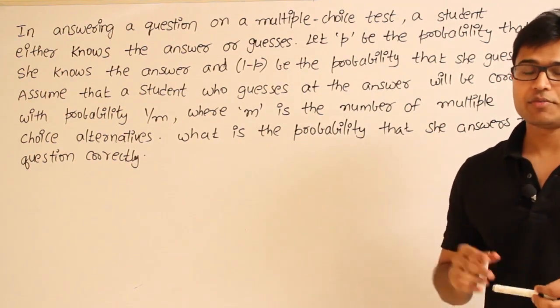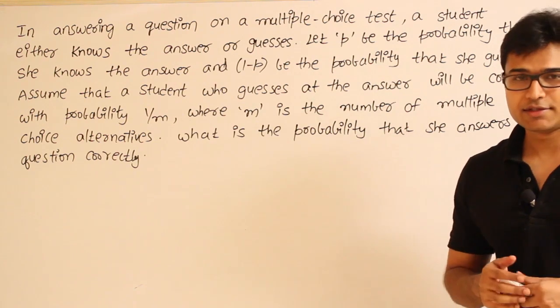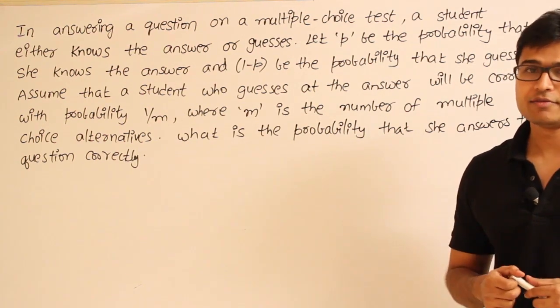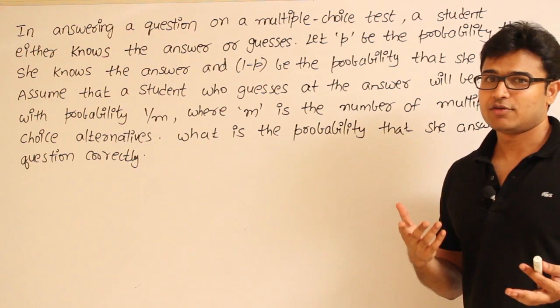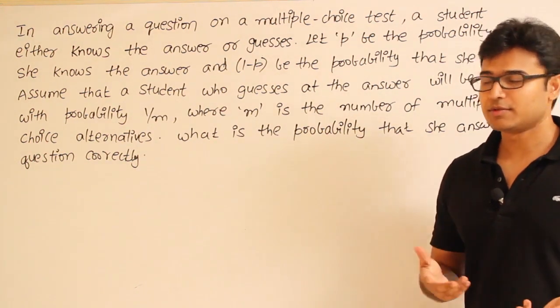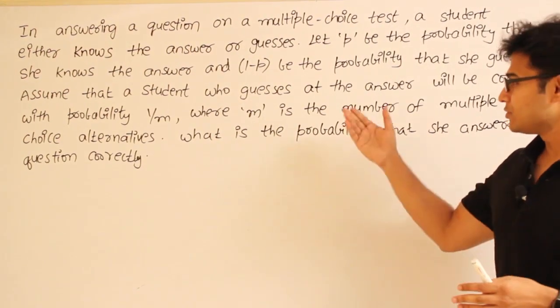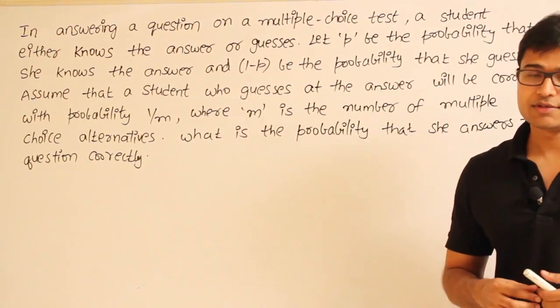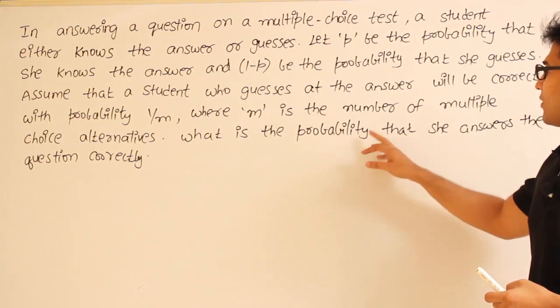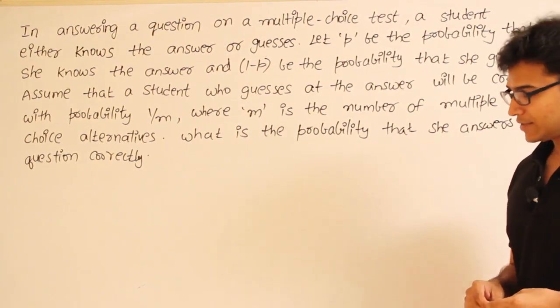Which means if you have 4 options, if you don't know the answer and you pick one at random, then the probability that your answer is right will be 1 by 4. Similarly, here if there are m options, then it is going to be 1 by m. What is the probability that she answers correctly?